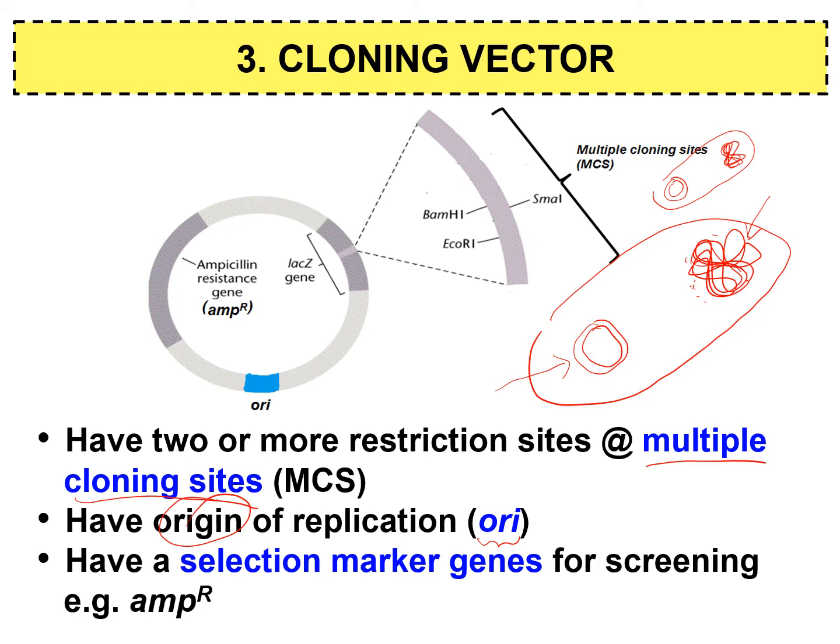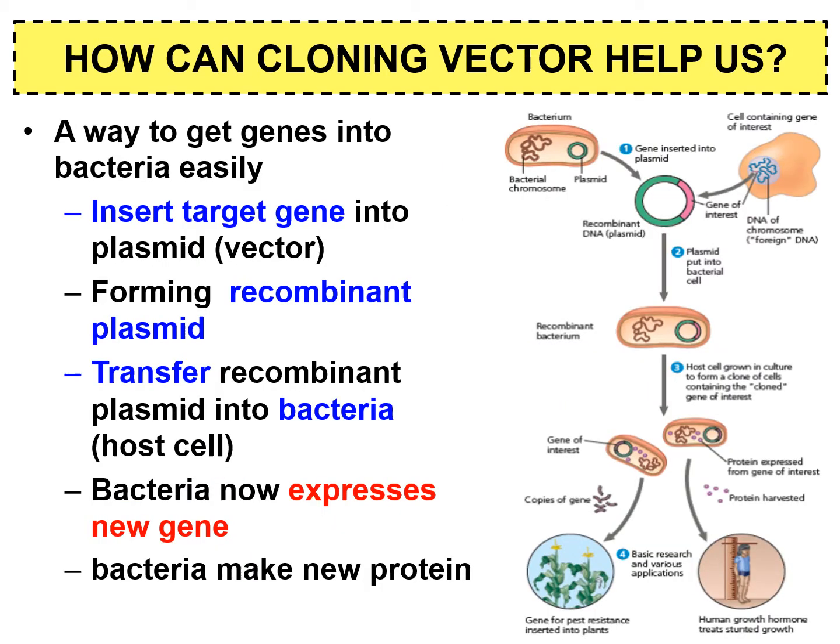A vector also needs to have selective or selection marker genes. This is very important for screening purposes. I will explain that later. How does a cloning vector help us? Because a vector can be inserted into a host cell very easily, and then they can survive in the cell, and then they can express the gene that we inserted into the cell.